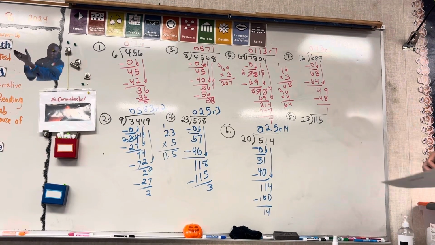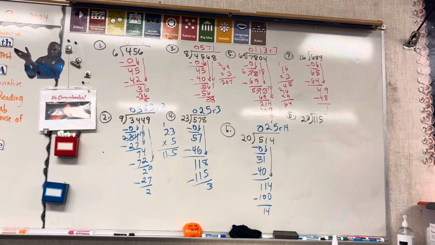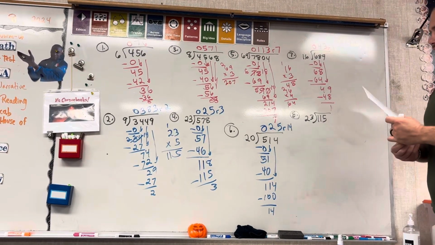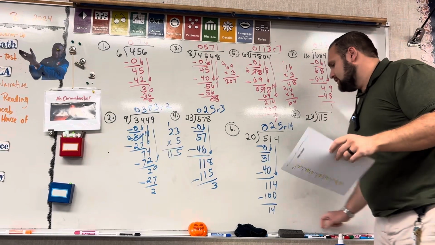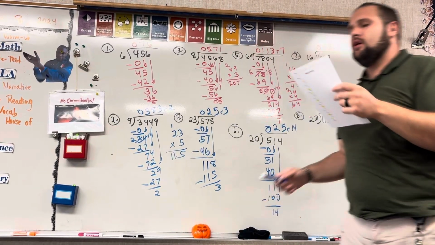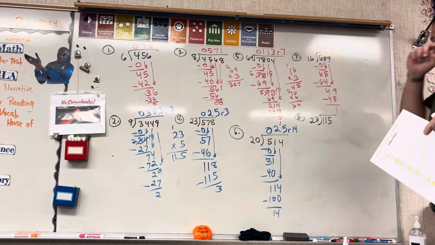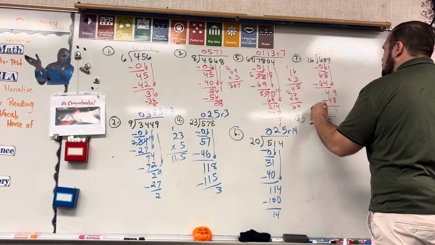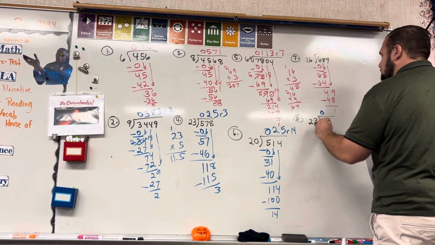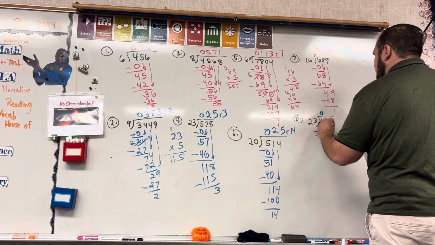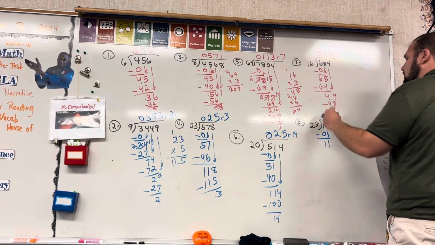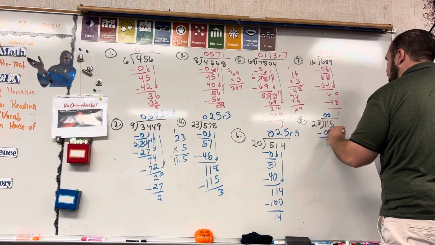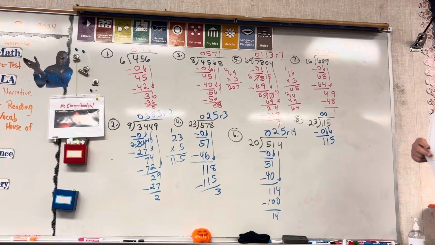Number 8. Andy bought tacos for his coworkers. If he has 115 tacos and he wants to split evenly amongst his 23 coworkers, how many tacos will he have? You're just dividing 115 by 23. So this one is too small. Okay? So we bring down the other one. And it's still too small. So we bring down the 5. And now we just have to use our estimation skills.